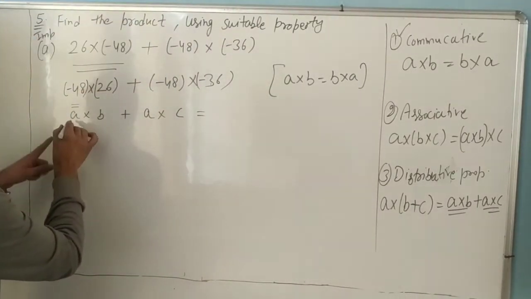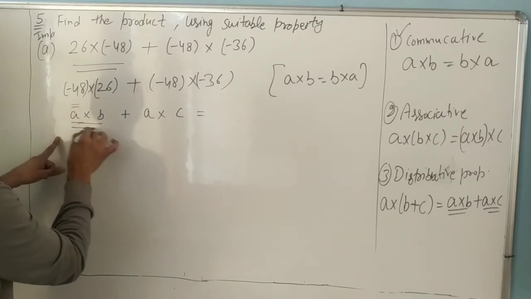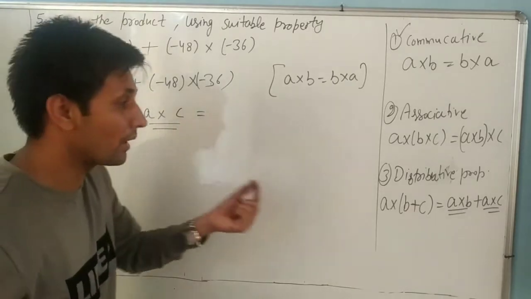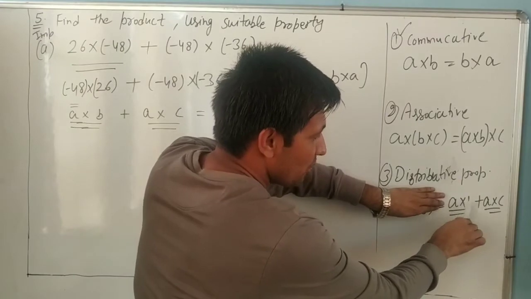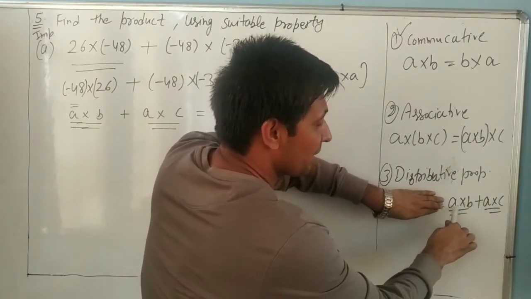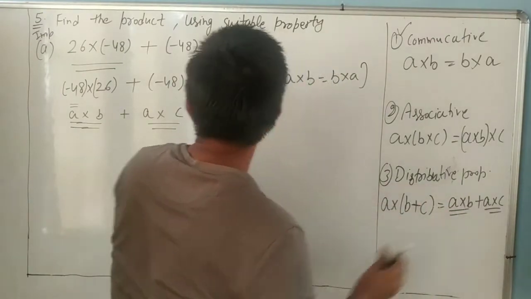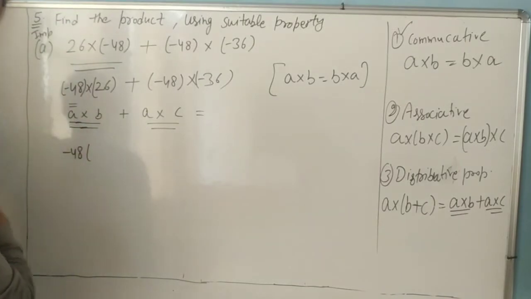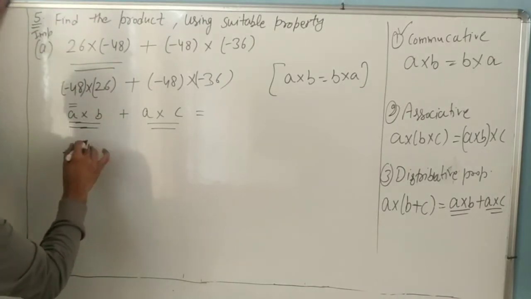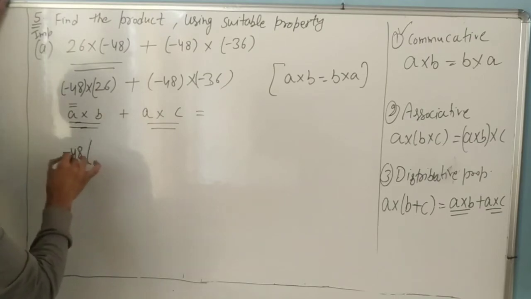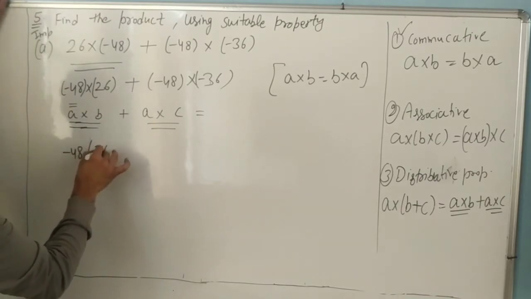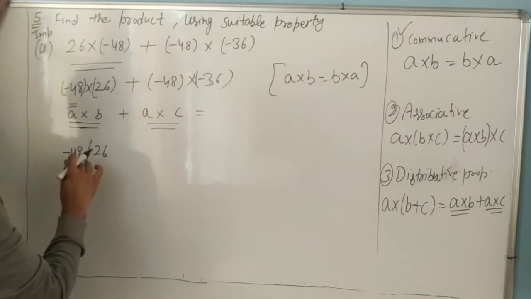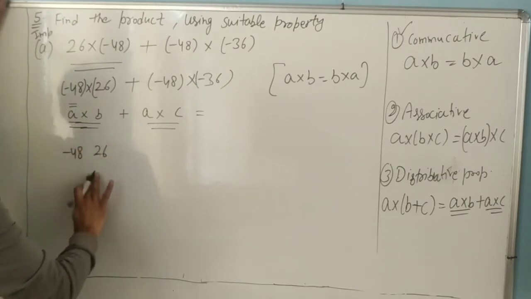So what can we take common from this one and this one? What is the same thing? Common means, in A into B plus A into C, we can take common A. What remains? B, and here C. So what is common? Minus 48. And what remains? Now 26, and we will write like this.